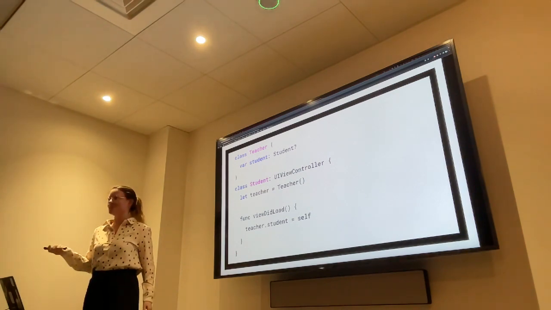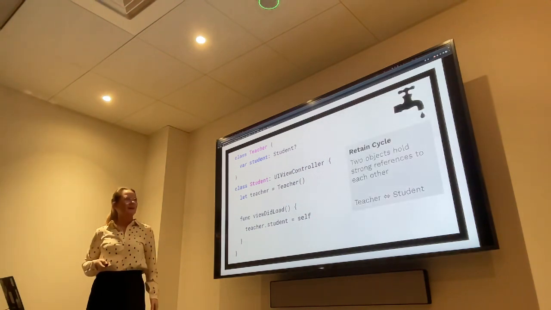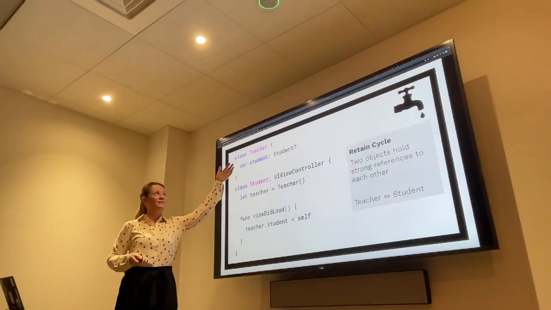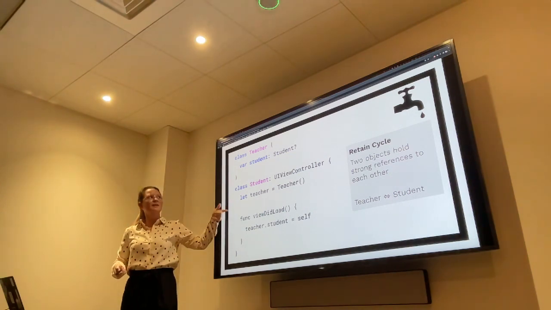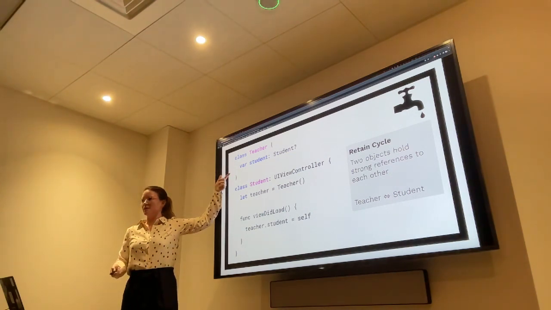Yes. Okay, yes, easy one to warm up. Yes, we do have a leak here. We have a retain cycle because our teacher class has a strong reference to our student class, and our student class has a strong reference back to our teacher class.